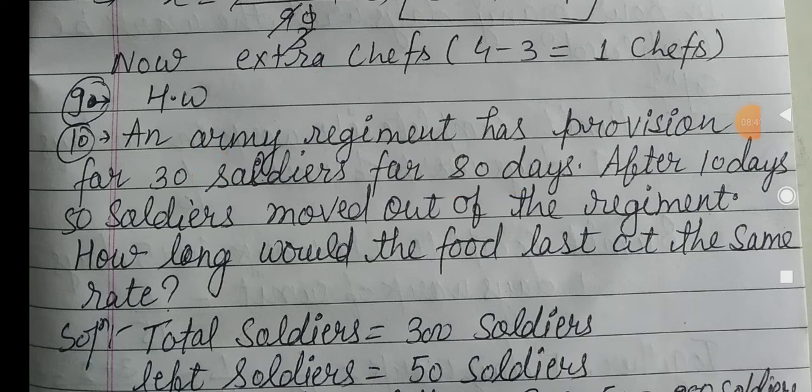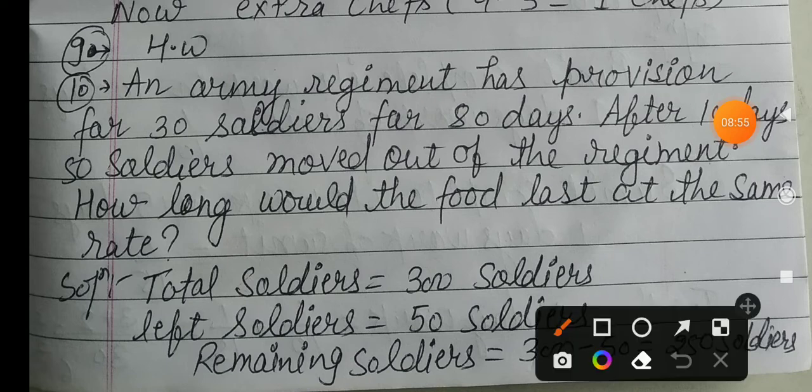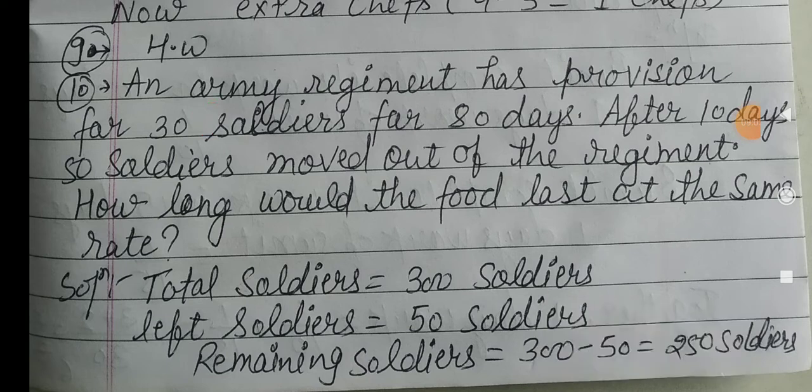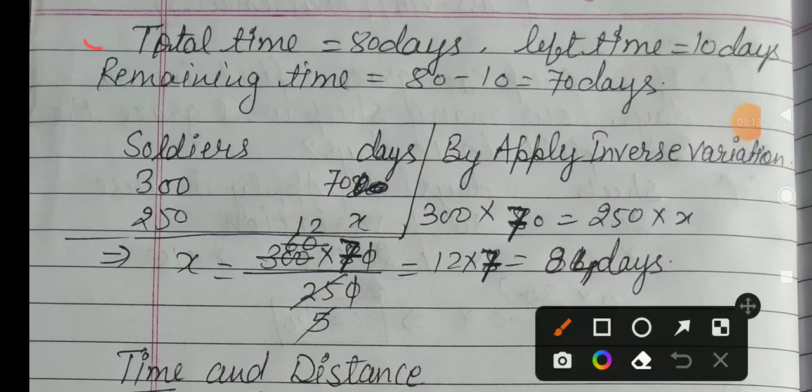Okay, so how to do this question? See here, this is also an example of the inversely variation method, because the soldiers decrease and days increase here. Okay, so total soldiers you have 300 soldiers here, 50 soldiers are out, so remaining soldiers is 250 here. Now the next thing is the total time, the 80 days, but 10 days is left, so total days you have is 70 days.